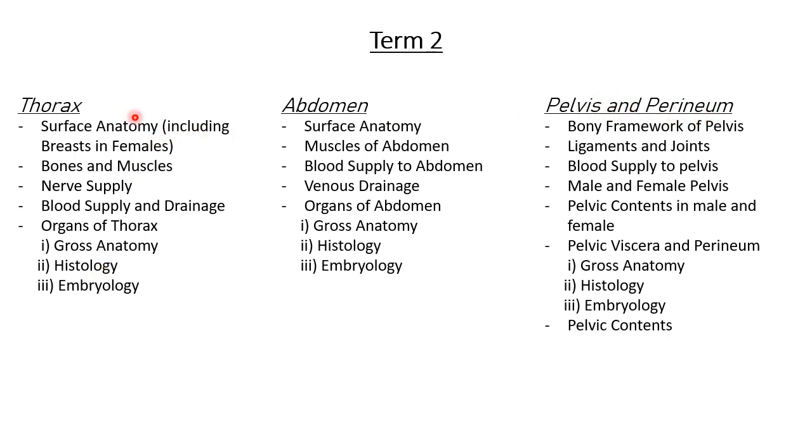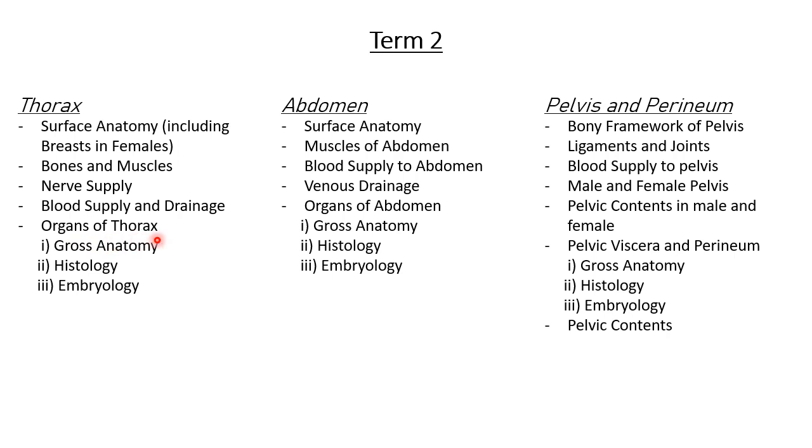So yeah, this is mainly what you cover. Whenever you cover the thorax, you cover the surface anatomy, including the breasts in females, because remember, we are clinicians, so we should always be able to view the internal part of the body, even without cutting. You must be able to view the structures inside the body without cutting, because it's not always that you are supposed to cut to see the structure. Then you look at the bones, the muscles, everything.